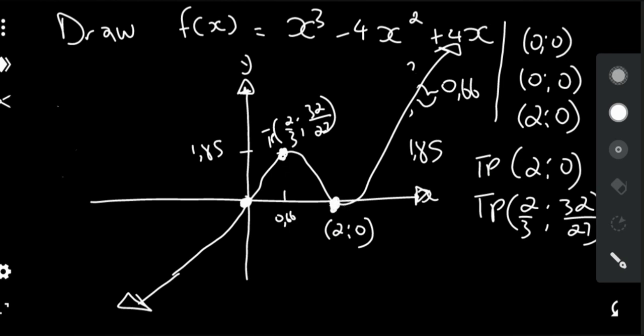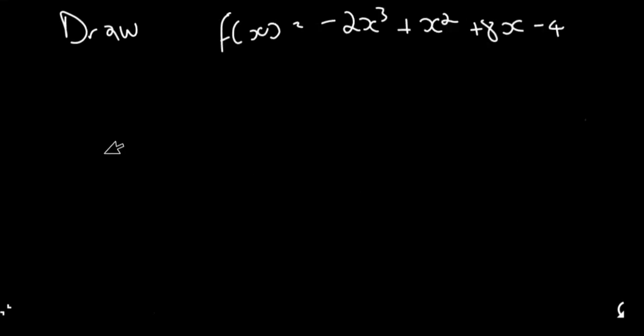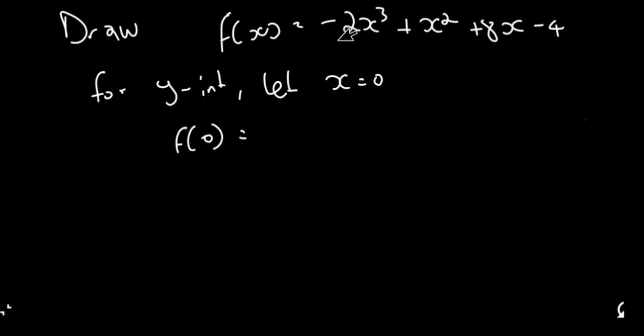Let us try another problem of sketching a cubic graph. Oh, by the way, feel free to pause the video and try to draw f of x. So to draw f of x, let us find the y-intercept first. So for y-int, let x equal 0. So if you substitute 0 into f of x, you're gonna get -4. Therefore, our coordinates for the y-intercept is gonna be 0 period -4.